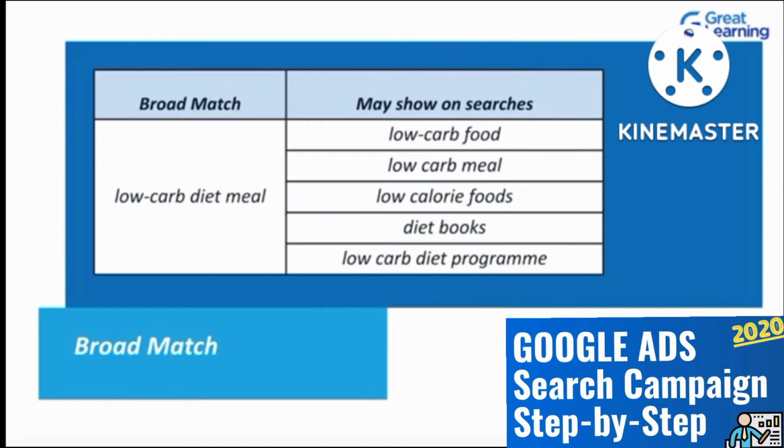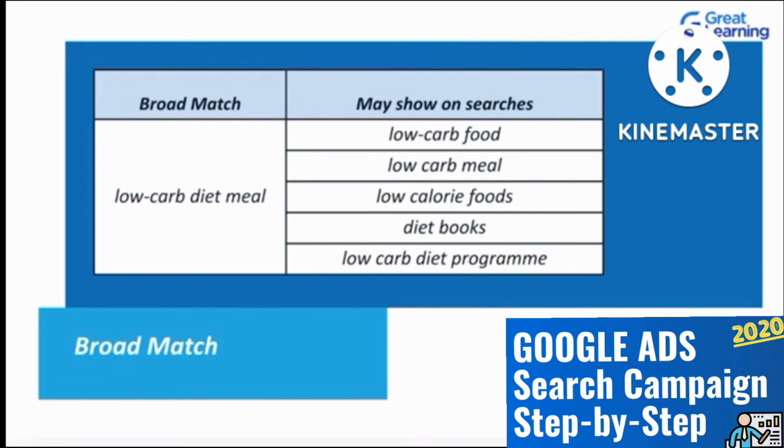So here's a quick example of how broad match works. And in the coming slides, you will also see how phrase match works, exact match works. So here the keyword is low carb diet meal. So you have told Google that this is the keyword I want to target, that every time someone searches for low carb diet meal, my ad should appear. But you have also told Google that this is a broad match keyword. And this means that Google could show on searches that are related to the keyword that you have mentioned.